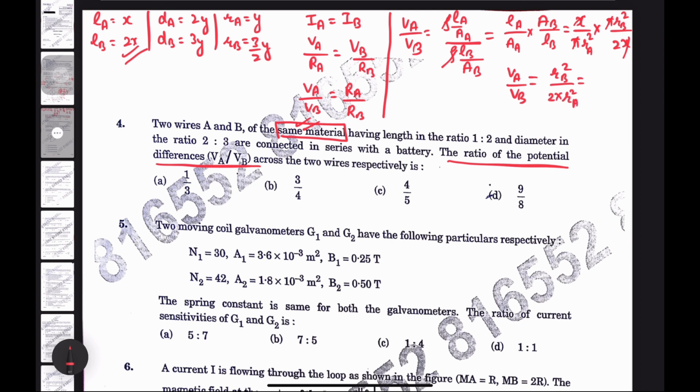Now we have RB equal to 3 by 2 y. So (3 by 2 y) whole square upon 2 multiplied by y square. We are going to solve this part. So we have 9 upon 4 y square upon 2 into y square, and we can cancel out y, so we are left with 9 upon 4 into 2, which is equal to 9 by 8. So D is the correct option for question number 4.